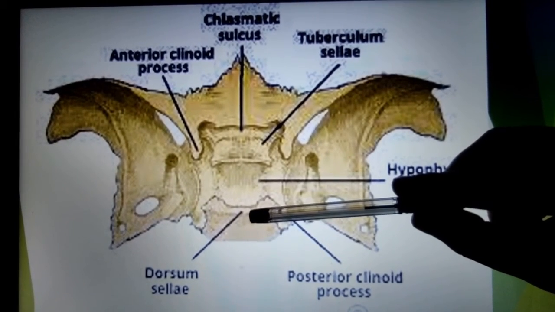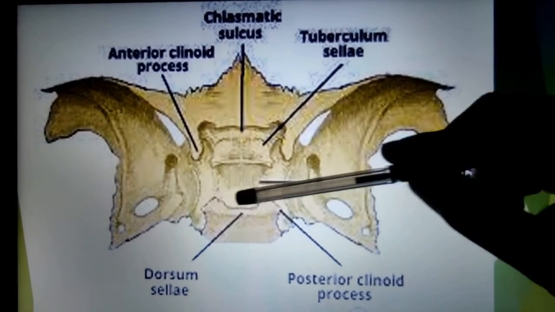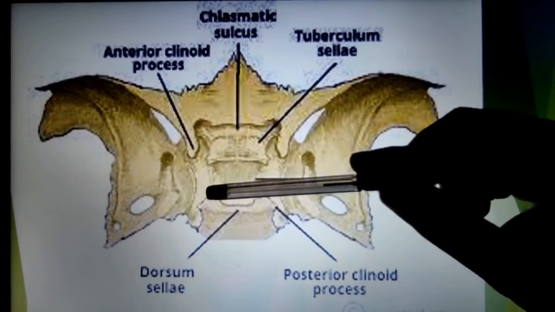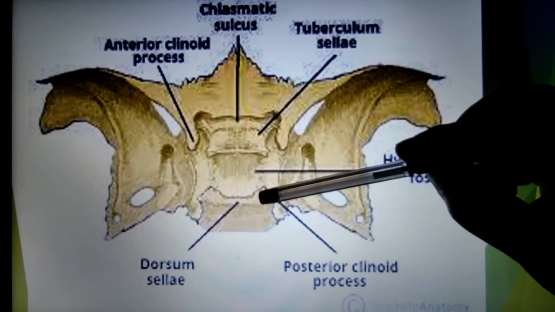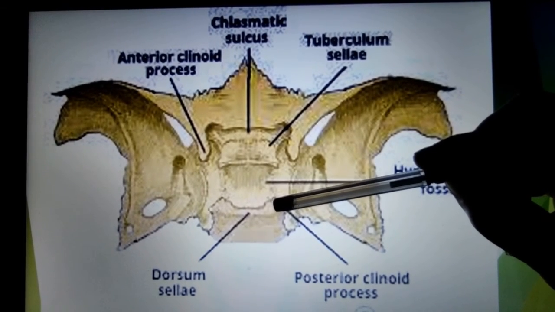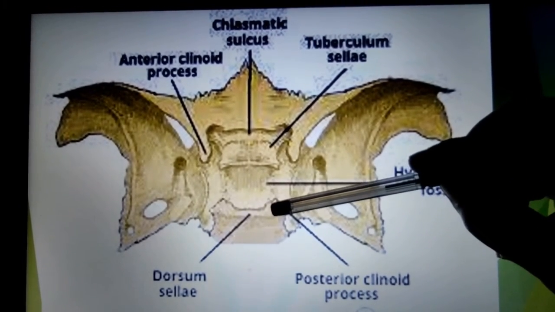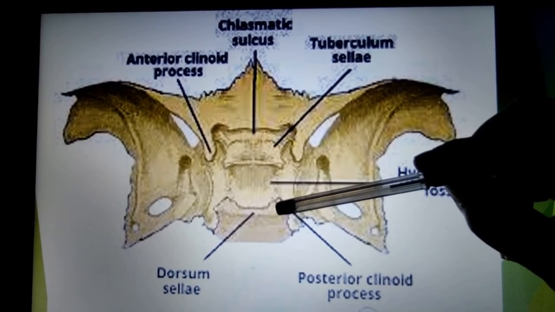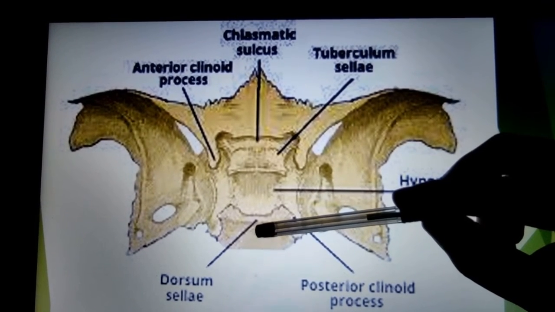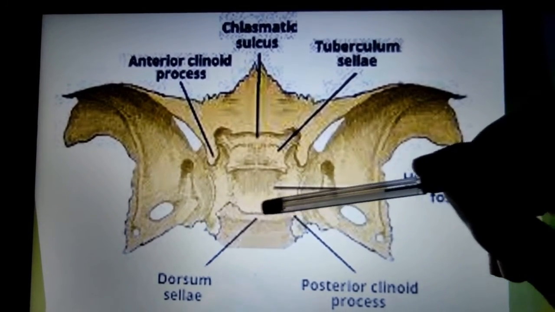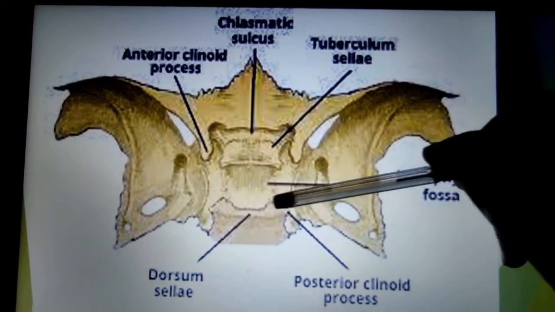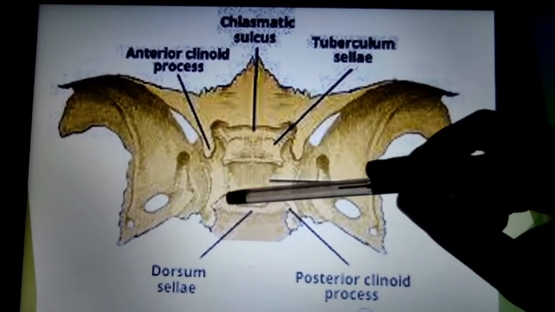Then superiorly, the angles of the dorsum sellae are projected laterally to form the posterior clinoid process. This is the posterior clinoid process, which gives attachment to the attached margin of the tentorium cerebelli. Is it clear? So this is the dorsum sellae, and the superior angles of the dorsum sellae project laterally as the posterior clinoid process, which gives attachment to the tentorium cerebelli.